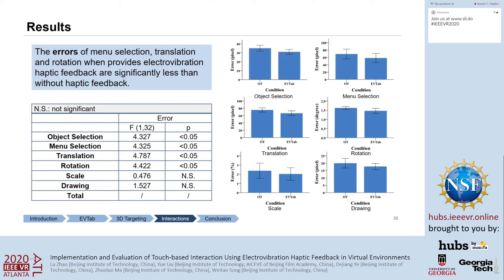Several participants' responses might explain the errors of the object scale. When participants scaled the object, their fingers concentrated in the center area of the object, so they could not perceive an apparent change of the electrovibration. In regard to the homogeneous haptic feedback, the offset between participants' trace and the templates is not significantly different between the EVTAP and the ordinary tablet. One explanation can be that the homogeneous feedback may not influence the results of tracing tasks in VR. It needs to be verified in the future.